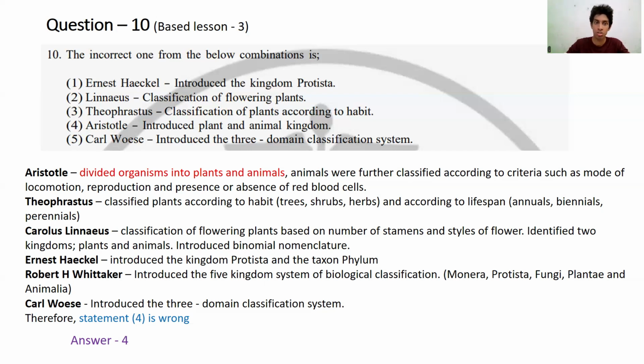5. Carl Woese introduced the three-domain classification system. Yes, Carl Woese was the one who introduced the three-domain classification system, while the five-kingdom classification system was introduced by Robert H. Whittaker. Therefore, the incorrect statement is the fourth one. Therefore, the correct answer is 4.